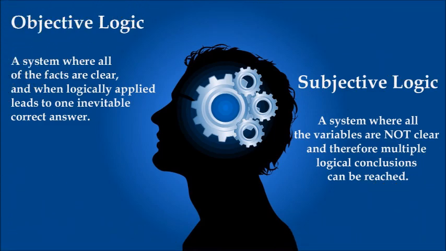First, let me clarify the type of logic that I will be using in this video. One type of logical process can be called objective logic. This is a system where all of the facts and variables are known. This typically leads to one inevitable correct answer or conclusion.